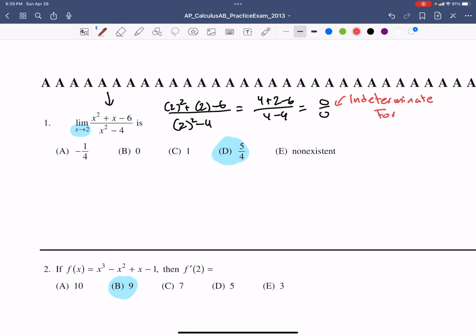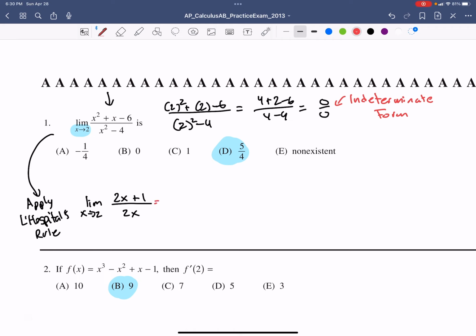When you have something in indeterminate form, you can apply L'Hopital's rule. If you apply L'Hopital's rule, we're going to say that this is equal to the derivative of the top and the bottom. So the derivative of x squared is 2x. The derivative of x is 1. Derivative of negative 6 is 0. And you're going to get 2x here. So this is equal to this because of L'Hopital's rule.